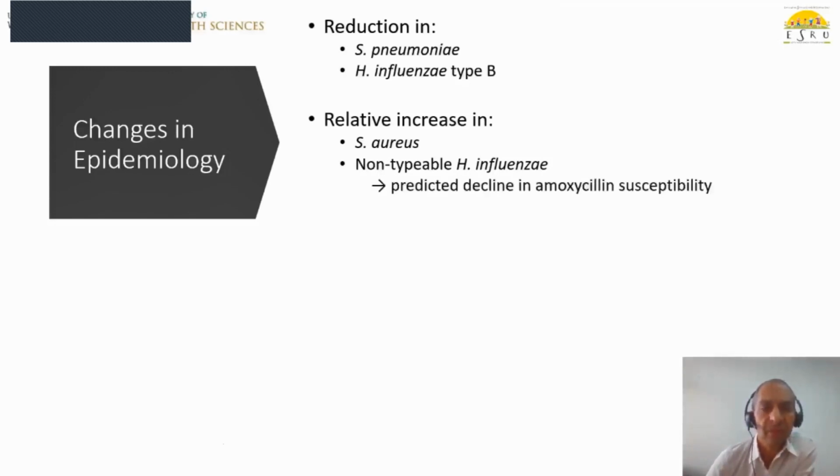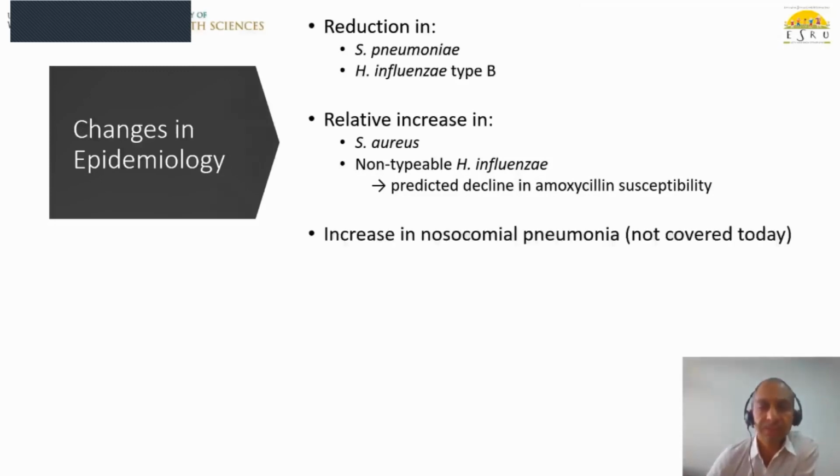And one of the consequences of that is that you would therefore predict a decline in amoxicillin susceptibility amongst the isolates causing bacterial pneumonia in children, both because Staph aureus is almost universally non-susceptible to amoxicillin, and Haemophilus influenzae, a substantial proportion, which will vary geographically, produce beta-lactamases, and so are also less likely to be amoxicillin susceptible.